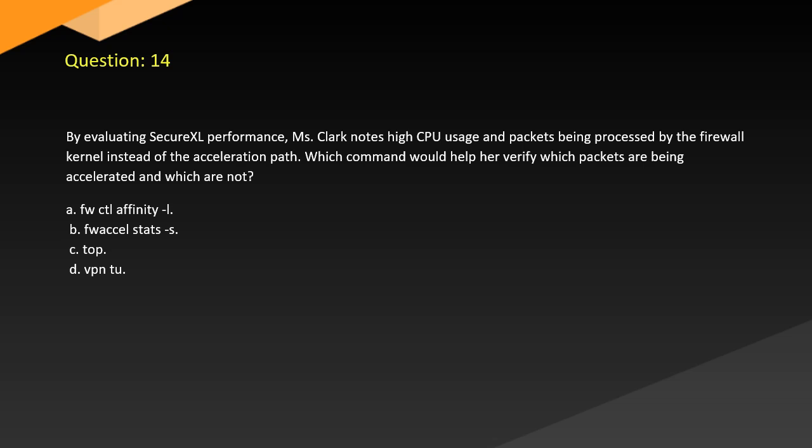Question 14. While evaluating SecureXL performance, a security engineer named Clark notes high CPU usage and packets being processed by the firewall kernel instead of the acceleration path. Which command would help her verify which packets are being accelerated and which are not? A. fw ctl affinity. B. fwaccel stats. C. top. D. vpn.